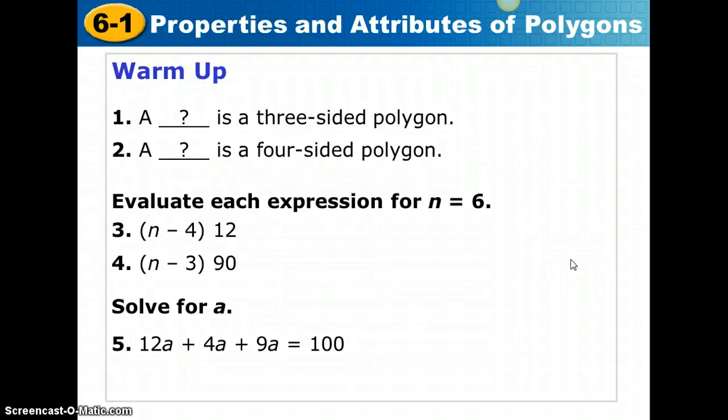Hello and welcome to our lesson 6.1 over properties and attributes of polygons. Today's objective will be to classify polygons based on their sides and angles, find and use the measures of interior and exterior angles of polygons.